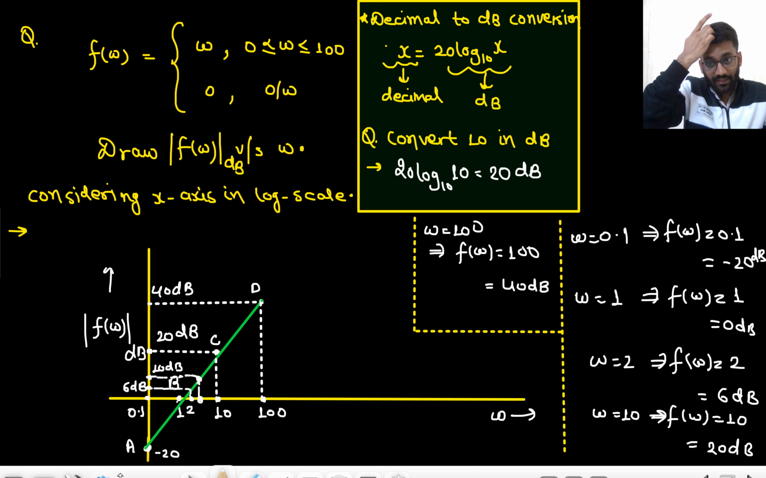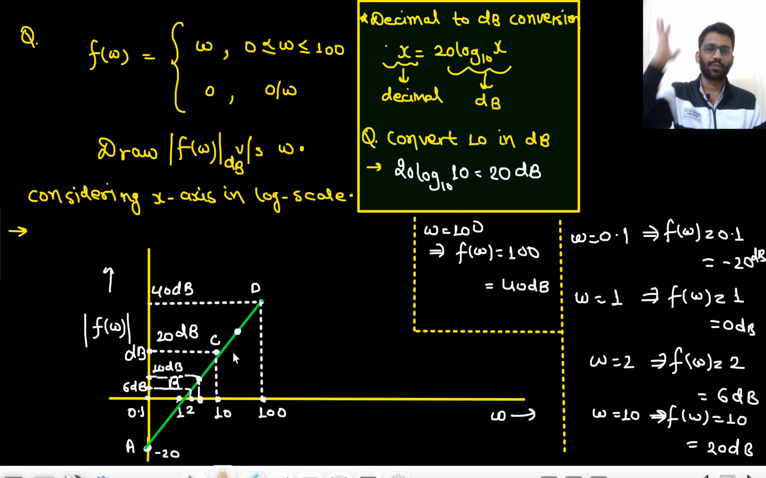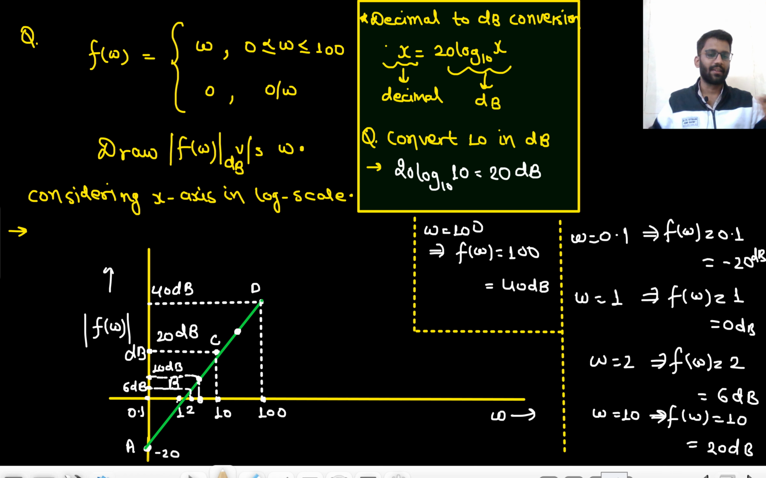Look, this graph is linear. If this is 20 and this is 40, this point will be 30 dB, that's for sure, because this graph is linear. But the x-axis, the omega axis, is not linear, because it is in log scale, not the decimal scale. This axis is not linear, but the graph is certainly linear. So the middle point is certainly going to be 30 dB, okay?